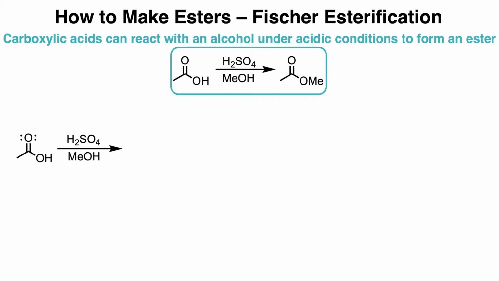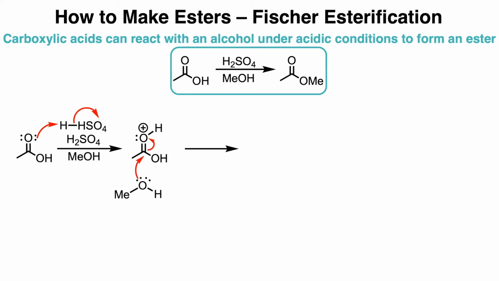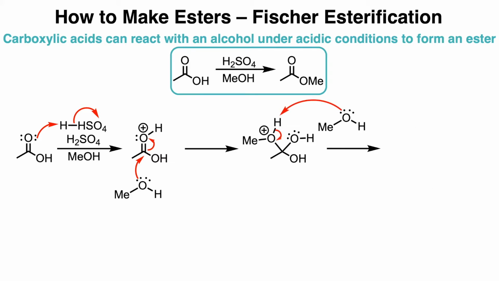In this reaction, a carboxylic acid is converted into an ester when treated with an alcohol in the presence of an acid catalyst. The mechanism starts with protonation of the carbonyl group to make it more electrophilic. Then an alcohol acts as a nucleophile and attacks the carbonyl group. Then another mole of methanol comes in to deprotonate the hydrogen atom.